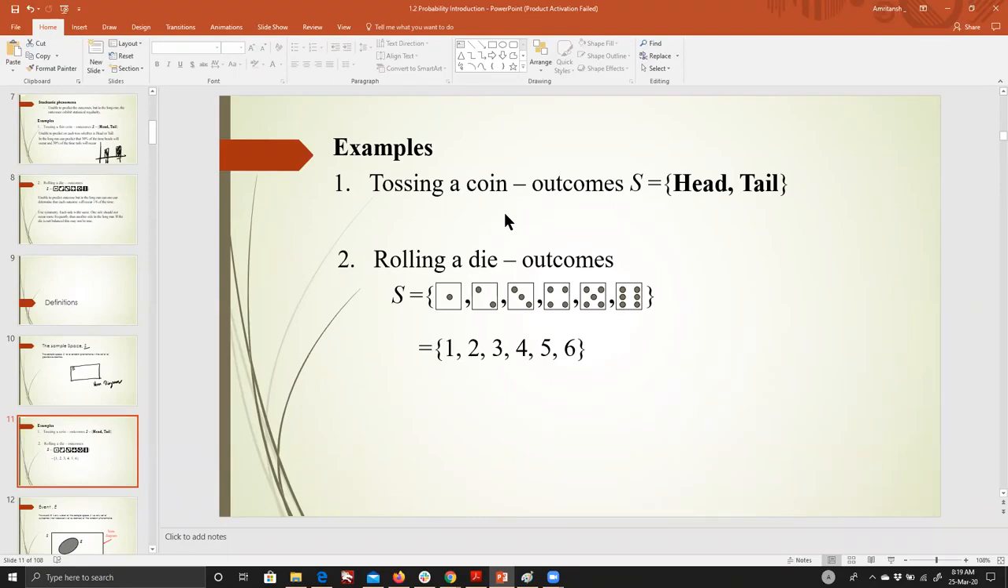Okay, so when you toss a coin, your sample space is heads or tails, right? If you only toss one coin at a time. When you roll a die, how many outcomes you can get? 6.